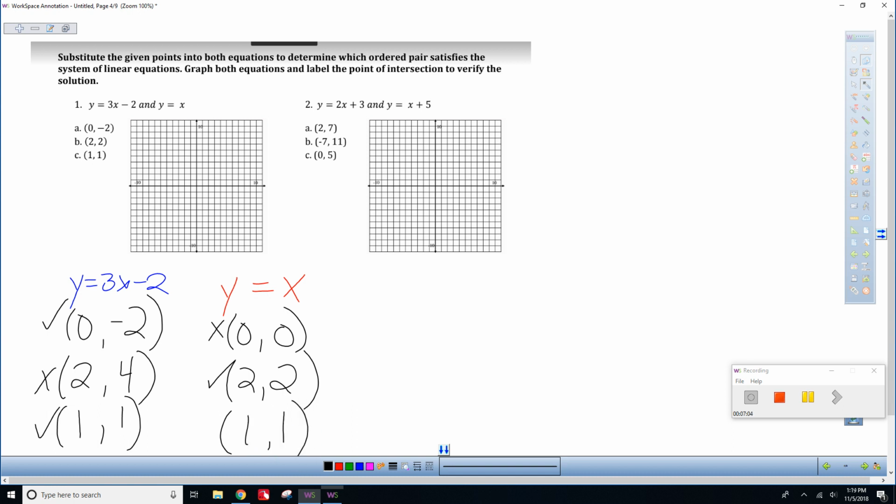Alright, now let's graph the blue line. Okay? So, the blue line has a y-intercept of negative 2 and a slope of 3. So that's how I've chosen to graph it. You could just make a table of points, which is another really good way to graph it. Let's graph this line.